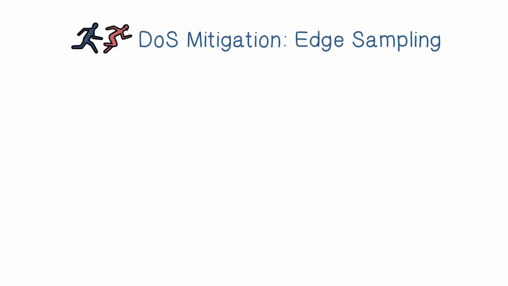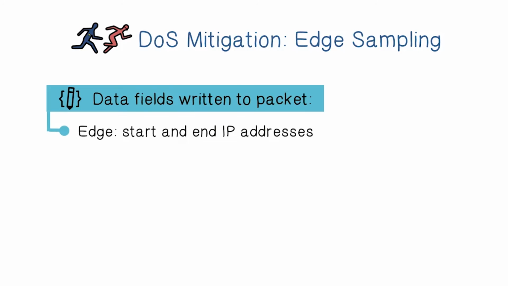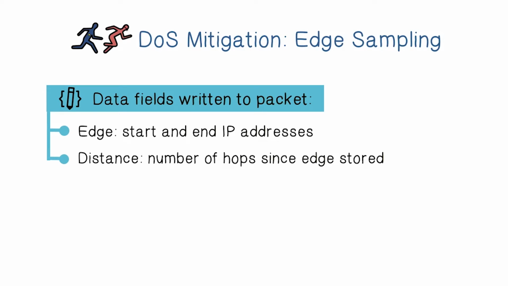So now let's go into the detail of the traceback mechanism. The main component is the edge sampling algorithm. An edge includes the start and end IP addresses. It also includes distance, which is the number of hops since the last edge stored.